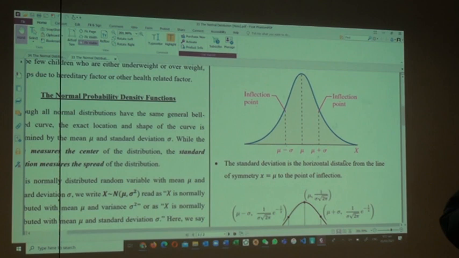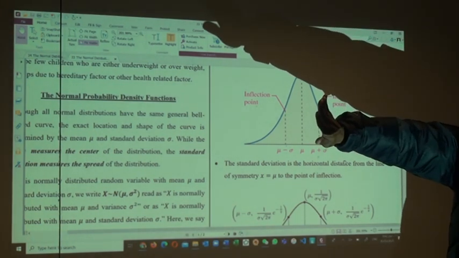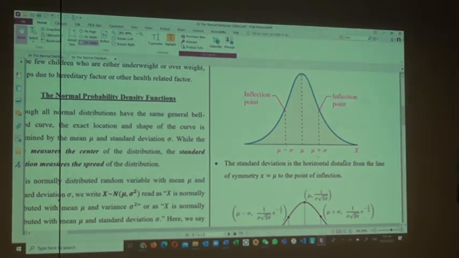The standard deviation, as expected, is the spread, isn't it? It's responsible for how it spreads. If it doesn't spread at all, it's going to be that tiny little guy, the skinny guy.